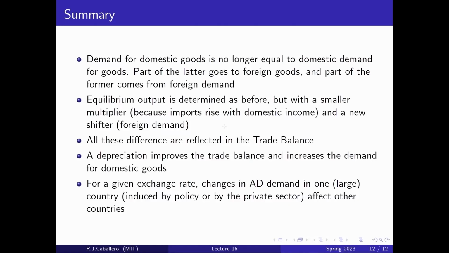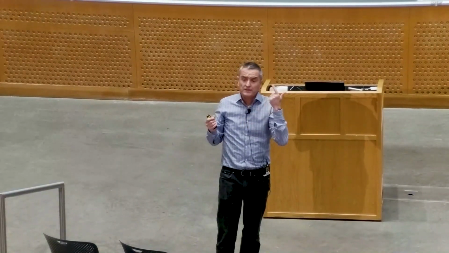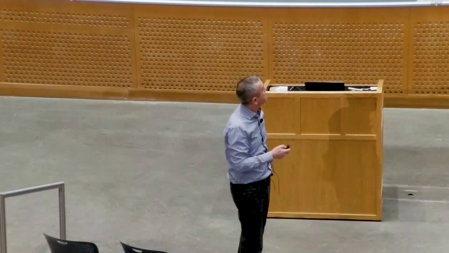So, summary. Very important: demand for domestic goods is no longer equal to domestic demand for goods, because part of the latter will go to foreign goods, and also part of the former will come from foreign demand. So that's what is new of this part. You have an extra component. And the other thing that is new is that these extra components, the exports and the imports, are functions of things that we didn't have before: for an output, the exchange rate in particular.